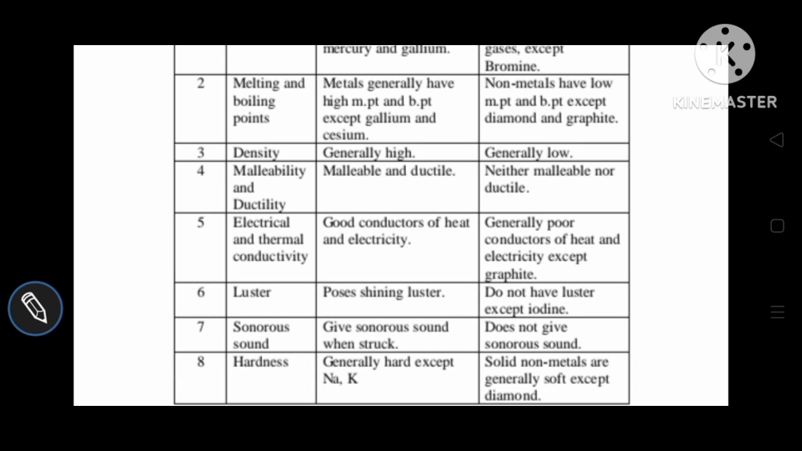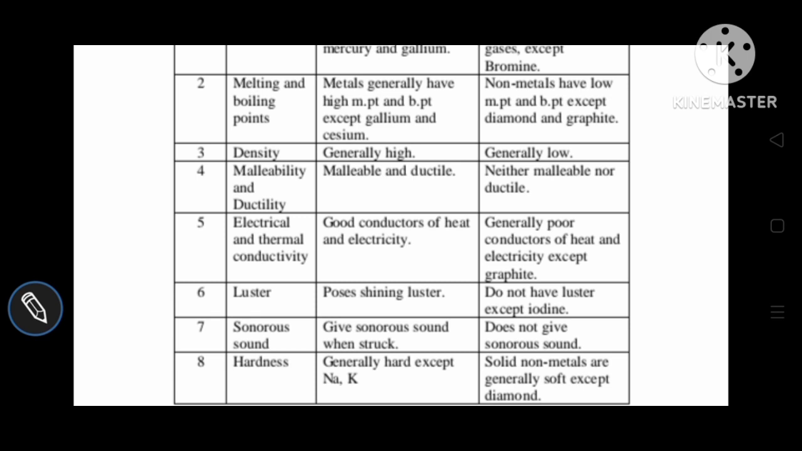The third property is density. As metals have high boiling point and high melting point, and also are solids, the density of metals is generally high, and of non-metals generally low. Next, malleability and ductility. Metals can be drawn into thin wires and beaten into thin sheets. This property is called malleability and ductility. Metals are always malleable and ductile, and non-metals are neither malleable nor ductile.